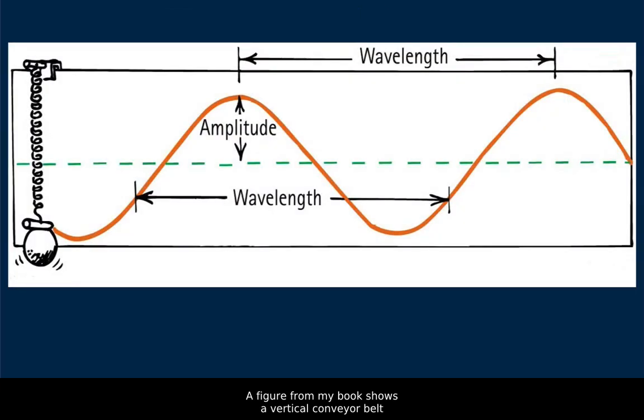A figure from my book shows a vertical conveyor belt wherein a bob oscillates vertically and traces a sine curve. The blue arrows show the direction of the conveyor belt, the direction of wave travel. A sine curve nicely represents a transverse wave.